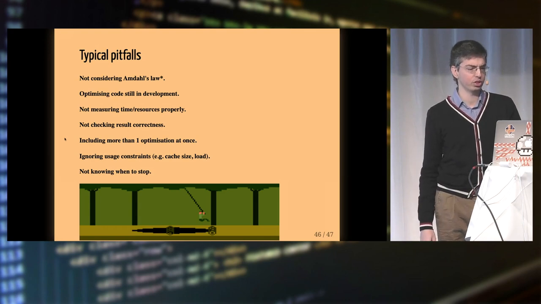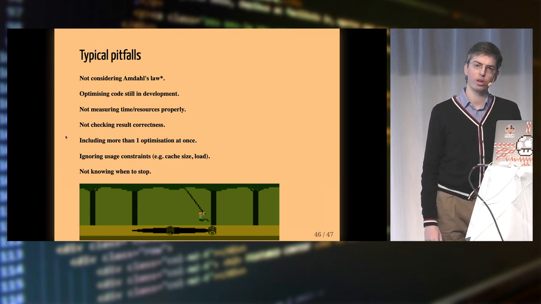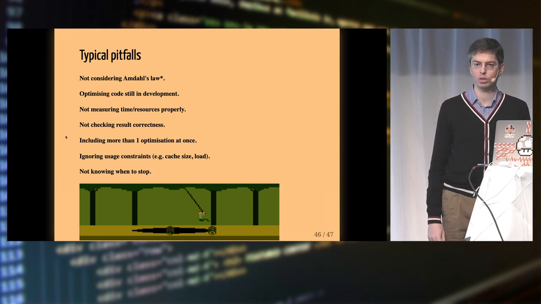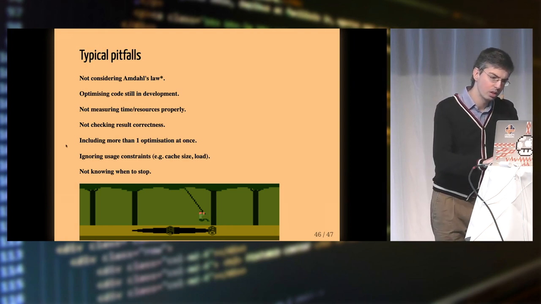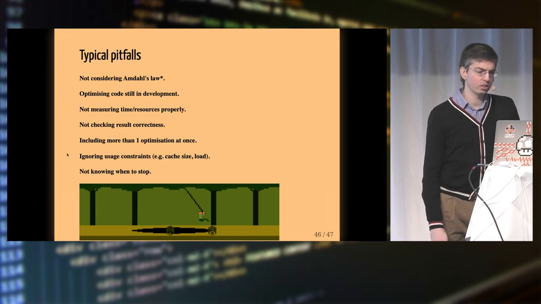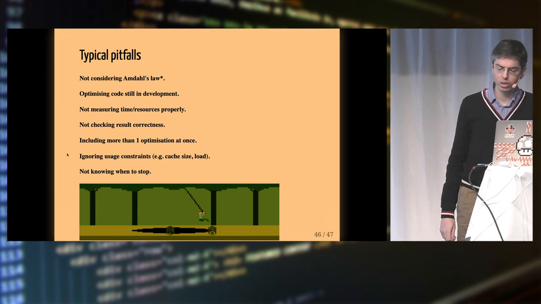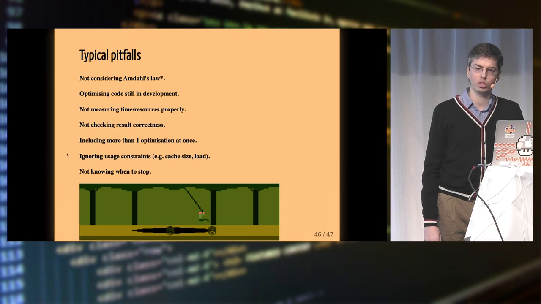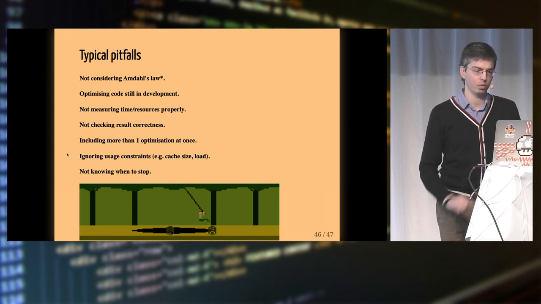Including more than one optimization at once: maybe if we include many optimizations at once, the overall time will be faster, but some of them would make the code slower and we won't notice. Ignoring usage constraints, this one is quite important. If we're running the code on a machine that has different specs and different load than the one in production, it may very well be that the optimizations we get don't translate to the real one.